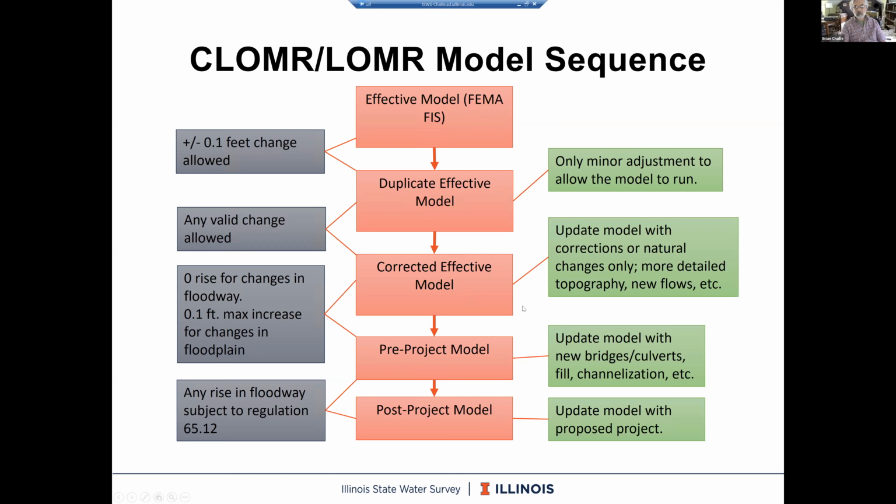The corrected effective model allows you to make corrections if there are errors in that original analysis, and virtually any valid change is allowed, and that may make feet of difference. Between the corrected effective model and a pre-project model, you're limited to some regulatory requirements, as well as when you go to a post-project model. But this is the overview.